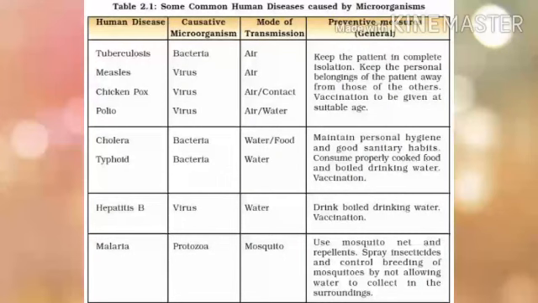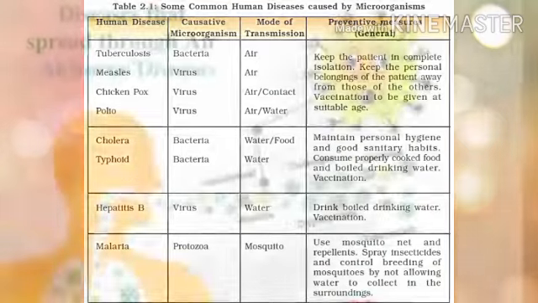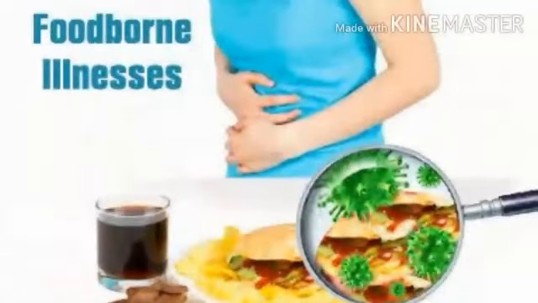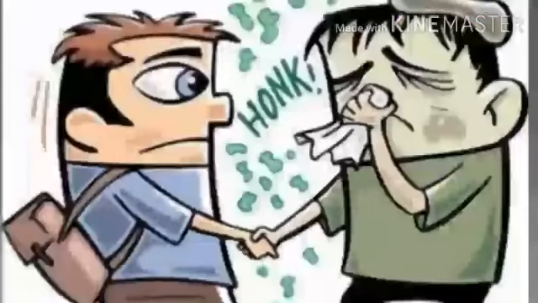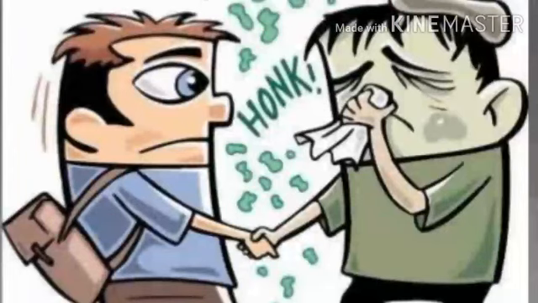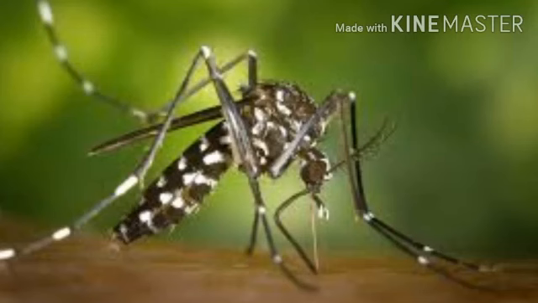Disease-causing microorganisms in humans. Pathogens cause diseases in humans. These diseases are called communicable diseases as they can spread from one person to another. Pathogens enter the human body through the air we breathe, food we eat, water we drink, through direct contact with a sick person, or through carriers like insects, like mosquitoes, flies, etc.